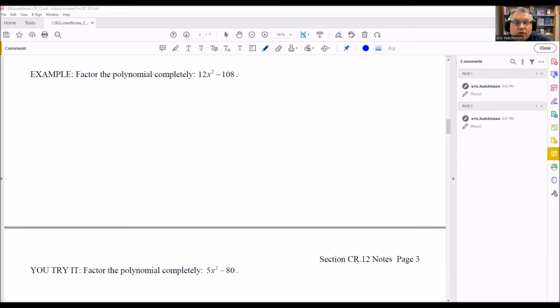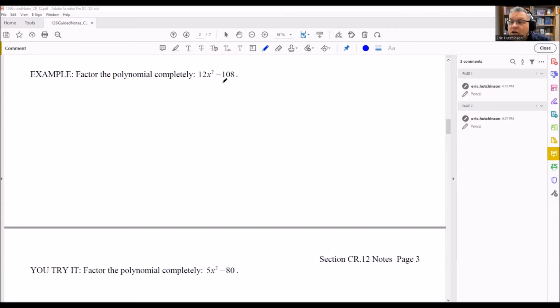These next two problems we're going to do, both of them are going to require us to use the difference of squares formula. However, they're going to require us to factor out a common factor first. So for these, we want to factor out a common factor. First, let's just try 12 to see if that works.